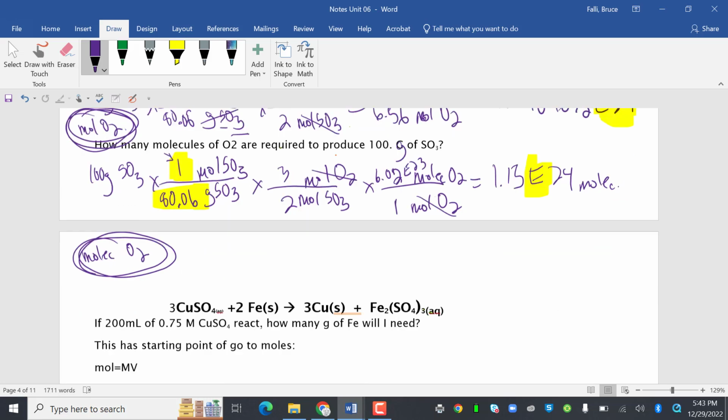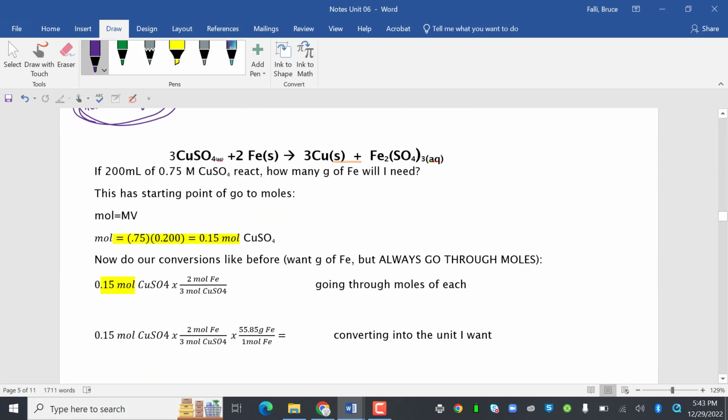Let's keep on keeping on, my friends. 200 milliliters of 0.75 molar CuSO4. How many grams of Fe will I need? Remember, you got to start with moles. So whenever I see molarity, there's my molarity, I write moles equals MV. So the molarity I have is 0.75. The volume I have is 0.2, not 200.